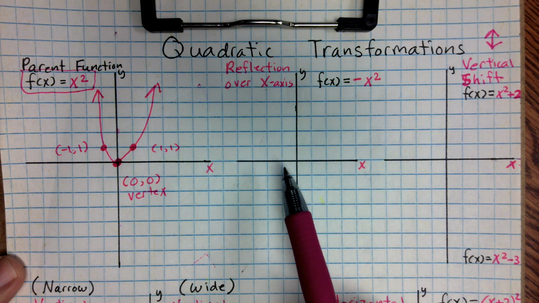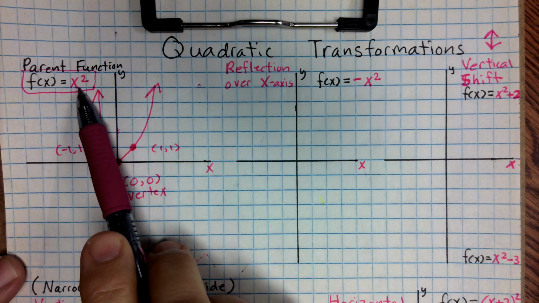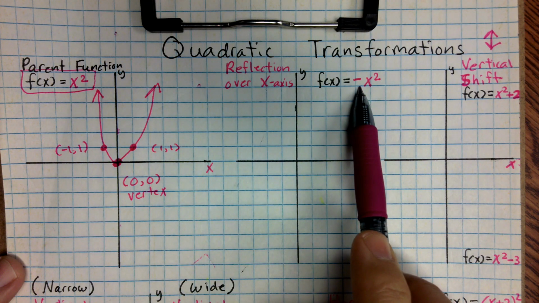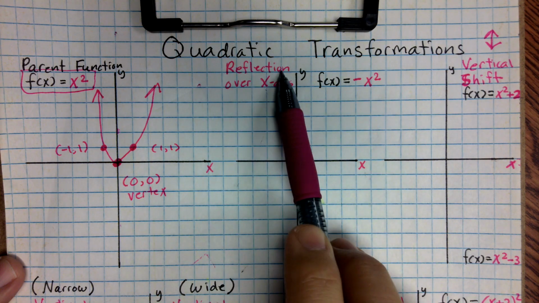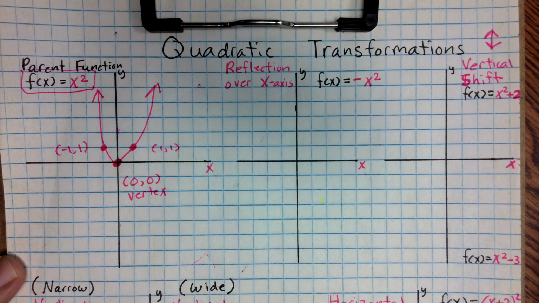And now let's see what happens to it when we take the parent function of x squared and we simply put a negative sign in front of the x squared. So this is one transformation. It is going to have a reflection over the x-axis. So let me show you what that looks like.